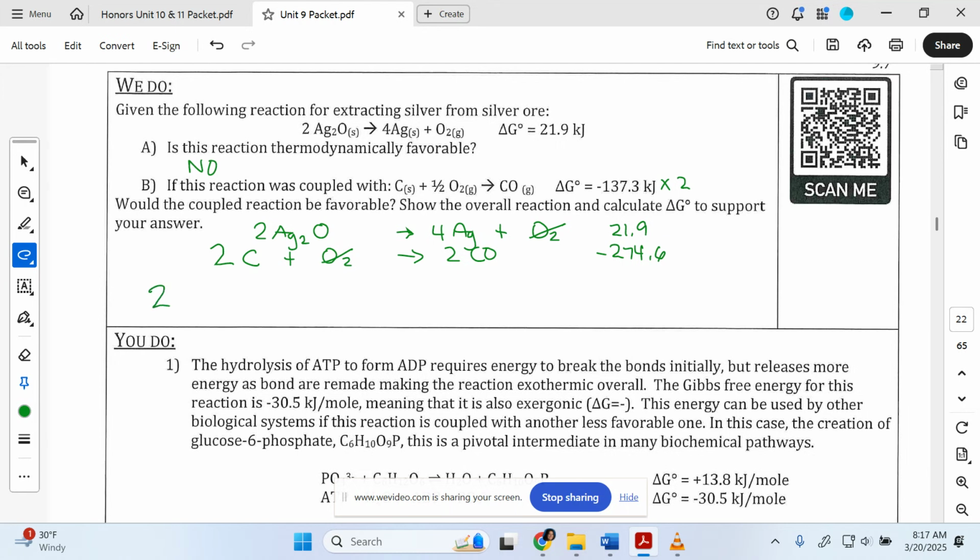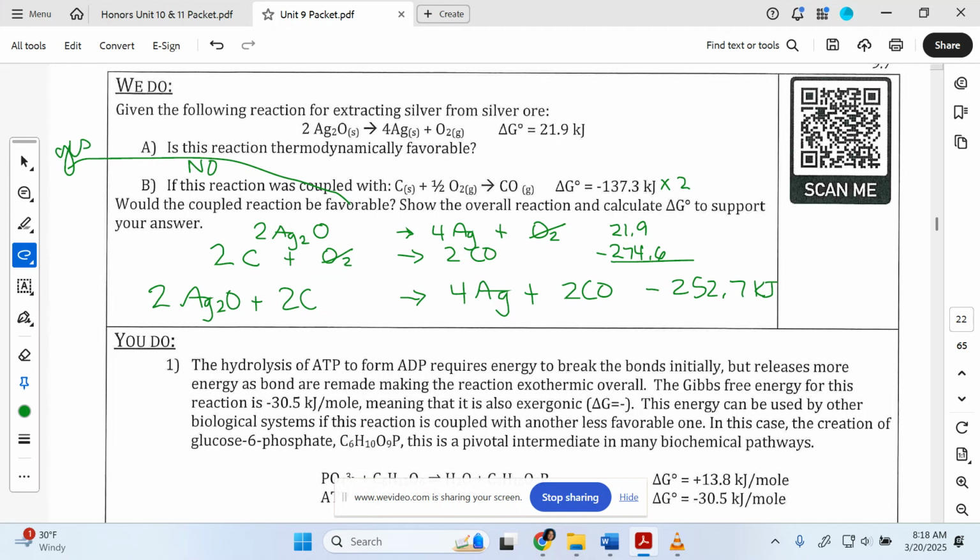So I've got to combine these: 2Ag2O plus 2C yields 4Ag plus 2CO. And when I do my math here, that comes out to a negative 252.7 kilojoules. So it is thermodynamically favorable. Yes, it is. Would the coupled reaction be favorable? The answer there is yes.